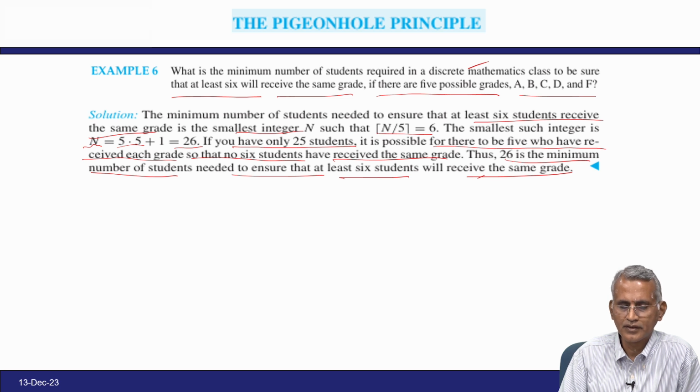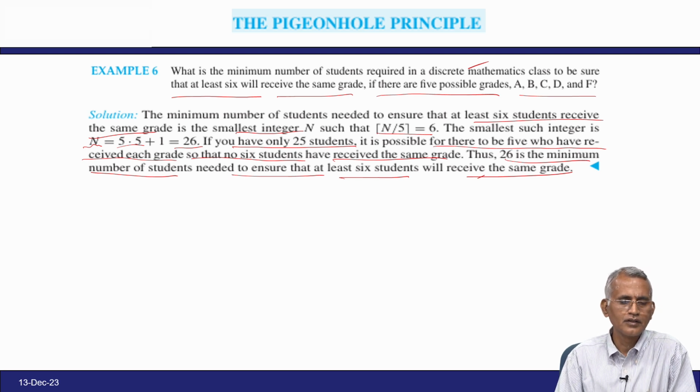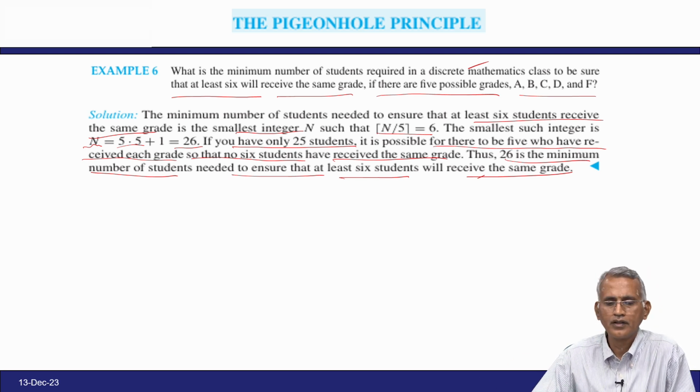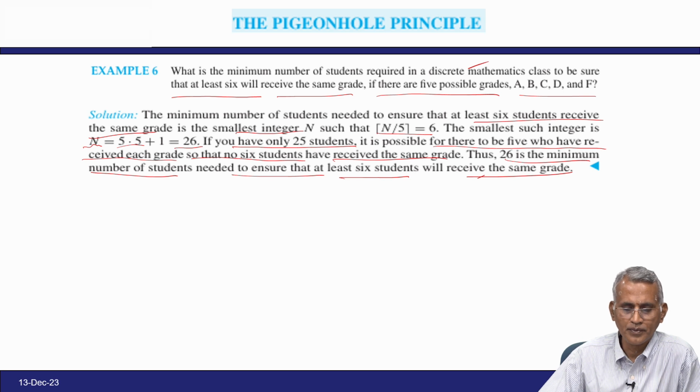So, this is the meaning of the Pigeonhole principle using the 5 possible grades: at least 6 will receive the same grade. With the help of the general Pigeonhole principle, we apply the ceiling function ideas, so we can determine how many receive the same grade from the given set of possible grades. These are very good examples of the general form of the Pigeonhole principle.